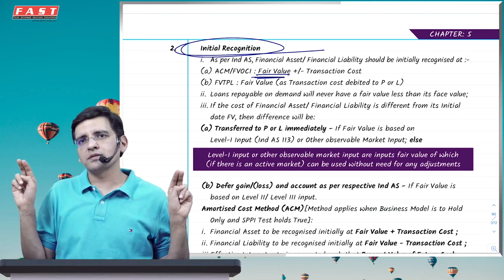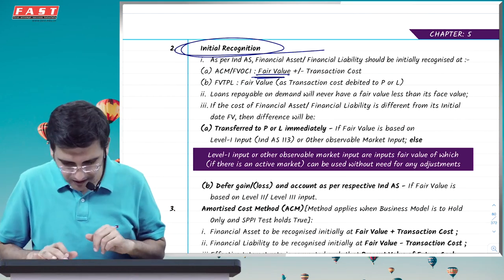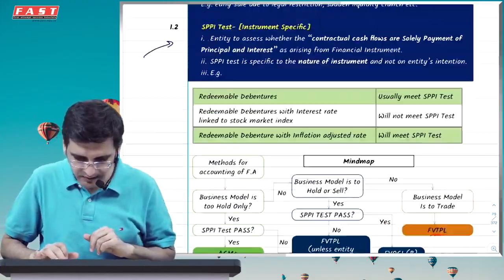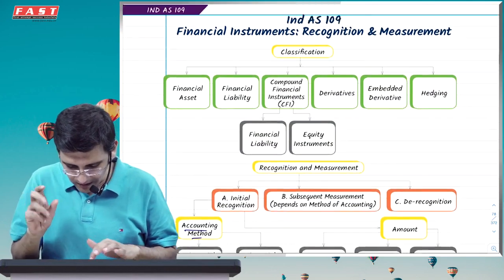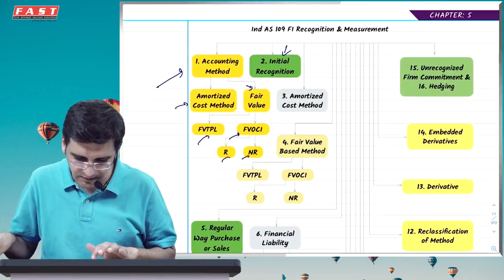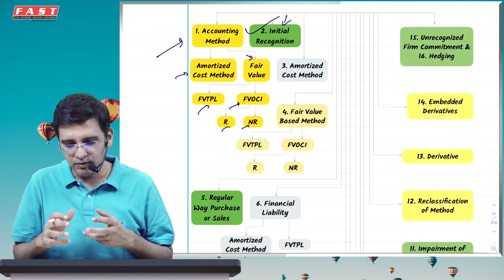And that is why this method is also called the amortized cost method. So till now, I've given you the initial recognition basis. I've also explained the accounting for the difference which comes up on initial recognition. And I have told you what accounting methods are there and how to choose them.